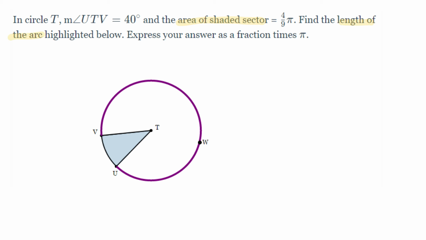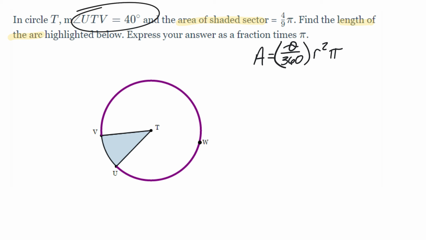So we are going to start with our area formula. Area equals, remember, the angle measurement over 360, times radius squared times pi. Well, let's see the parts that we have. We have the angle measurement of 40, so we will replace the angle measurement with a 40. And in this case, we have the area. Well, that's 4/9 pi. So we need the radius.